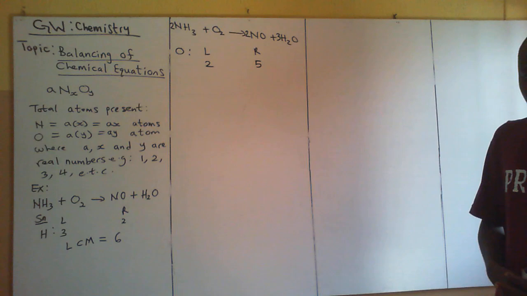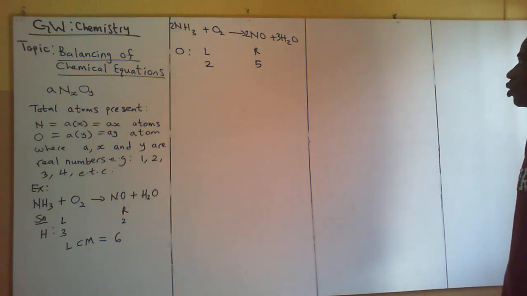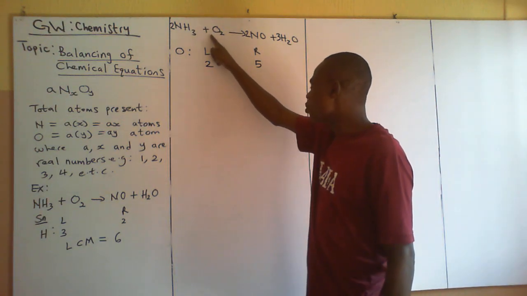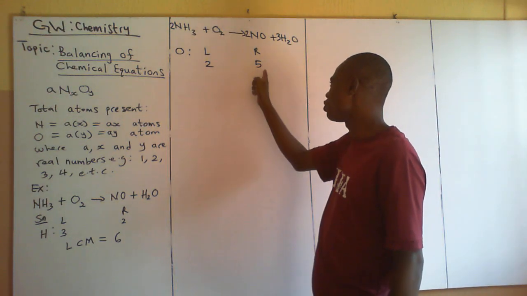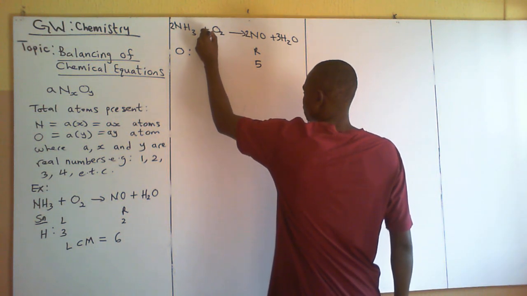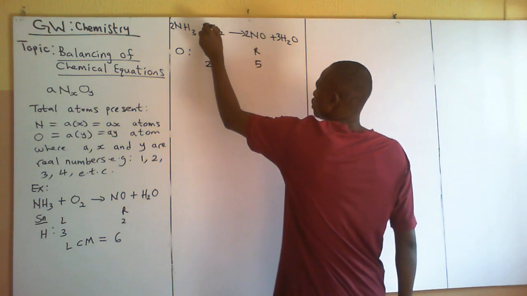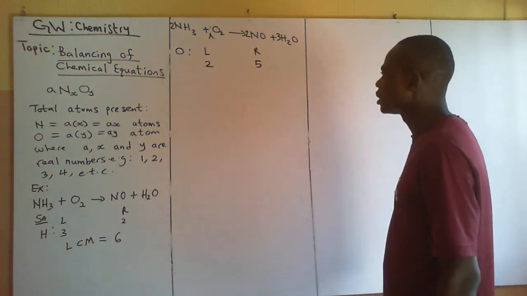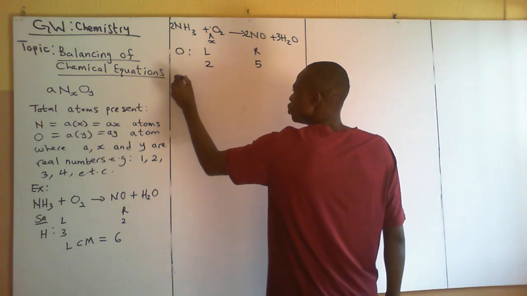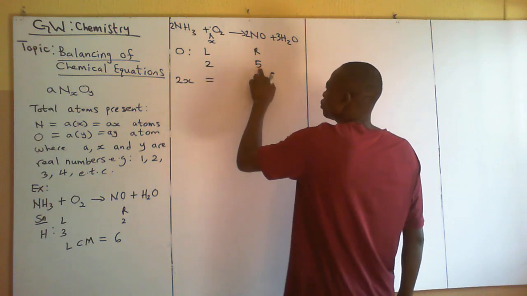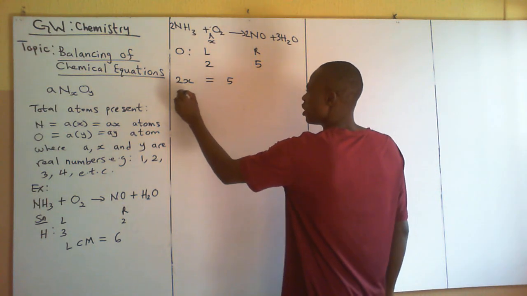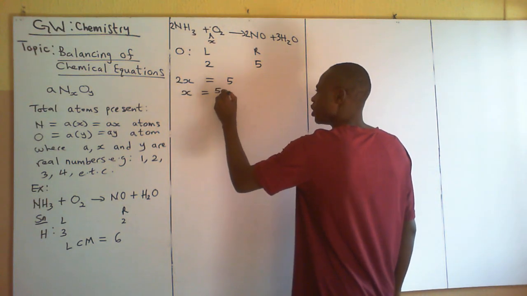Oxygen is not balanced. How do we balance oxygen? Since oxygen is not balanced, you look at it at the left hand side. Let a letter be here. A letter will multiply 2 and give us 5. Let it be x. Then 2 times x, 2x equals 5. Then make x the subject of the formula. We have x equals 5 over 2.